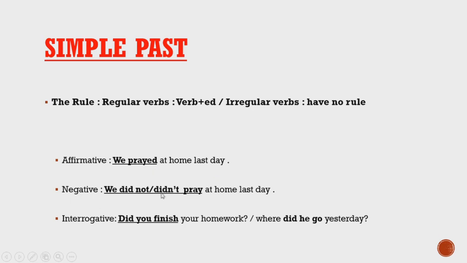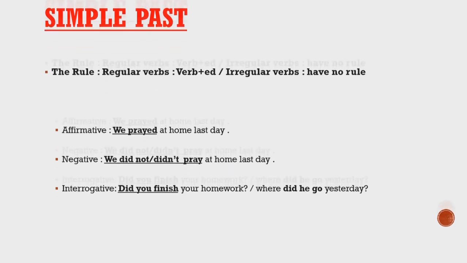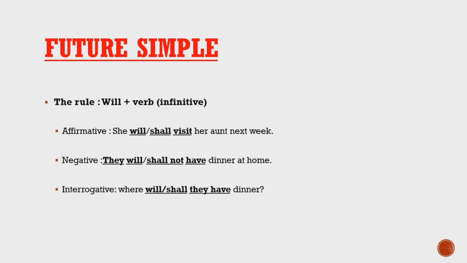We did not, or we didn't, pray at home last night. Did you finish your homework? Where did you go yesterday? Future simple expresses an action that still didn't happen but will occur in the future. That's simple future, right? The rule will be subject plus will plus the bare infinitive, all right?